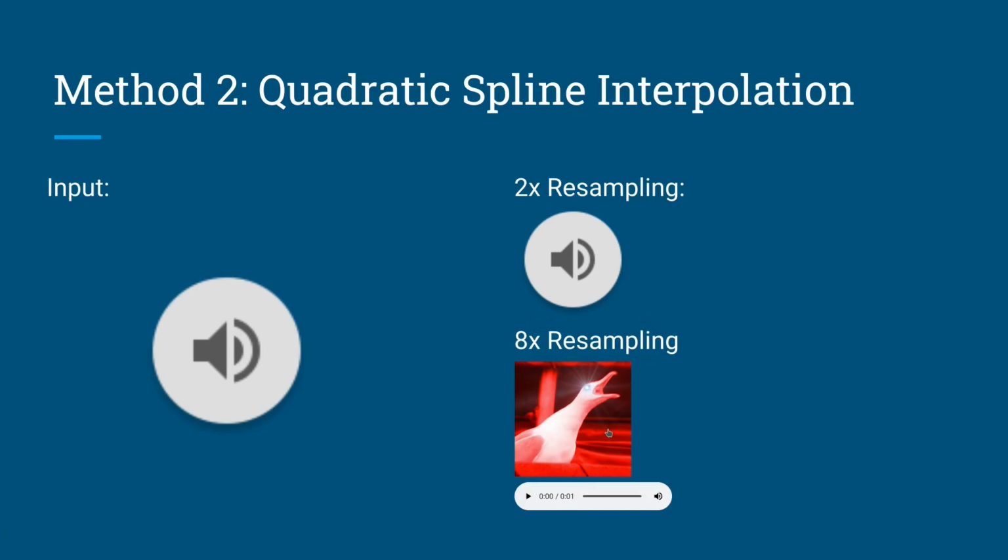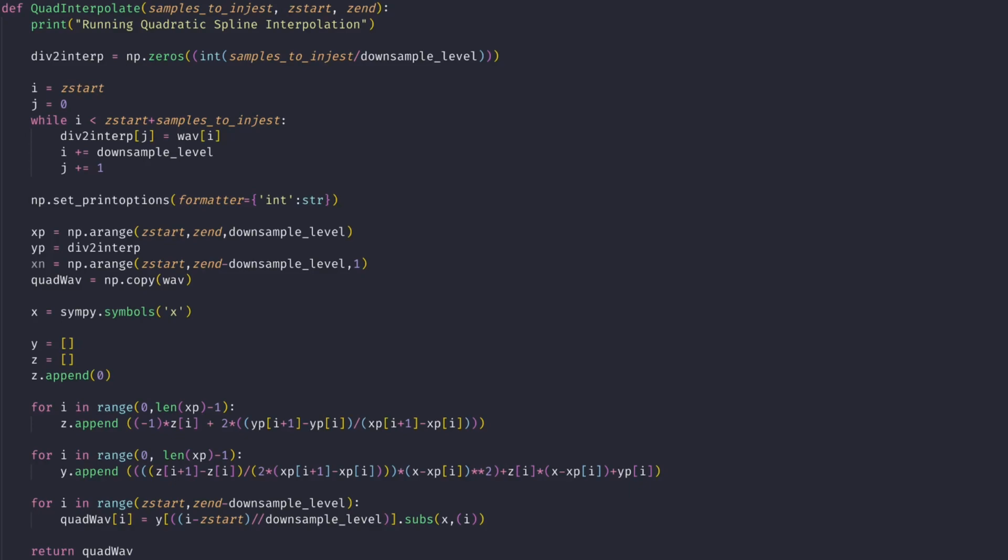And a fair warning before we play this, the quadratic spline at 8x resampling, this is removing 7 out of 8 samples and adding them back in, is rather loud and kind of alarming. So you may want to turn your volume down before we play this sample. I'll give you a moment to do so. All right, and now I am playing that sample.